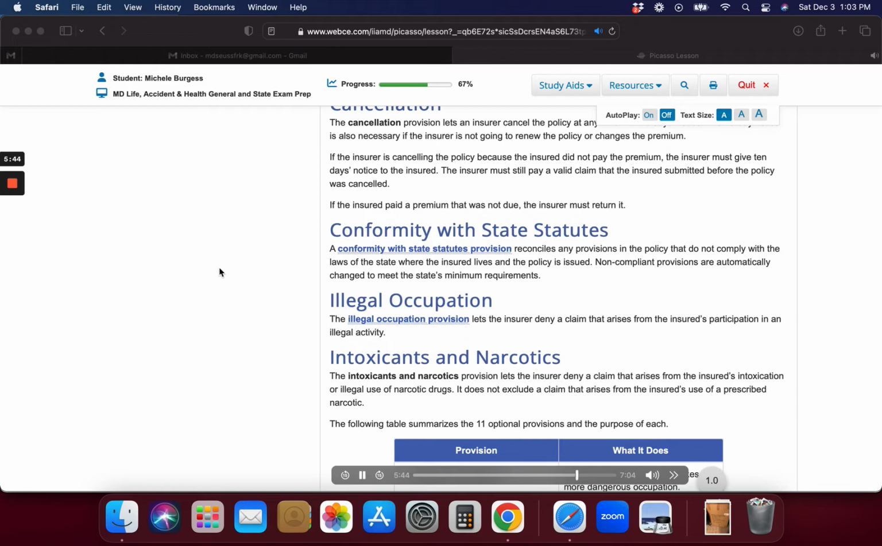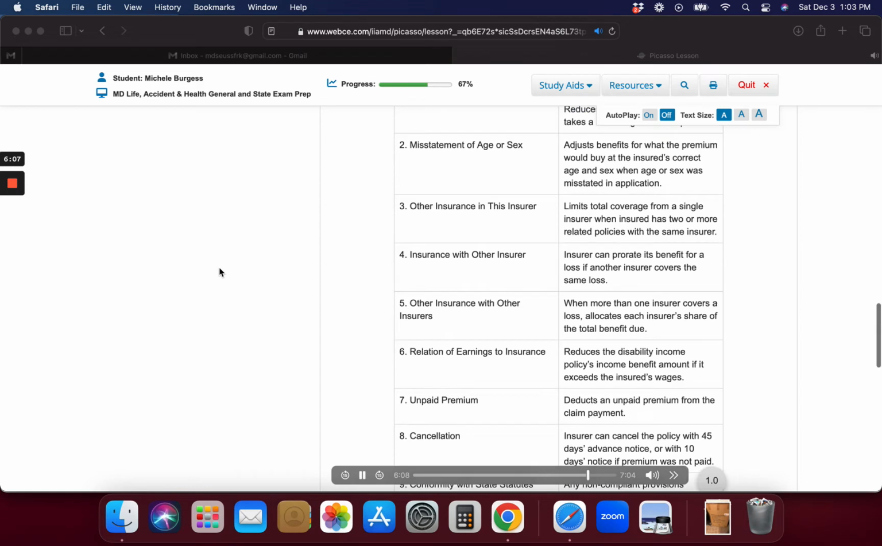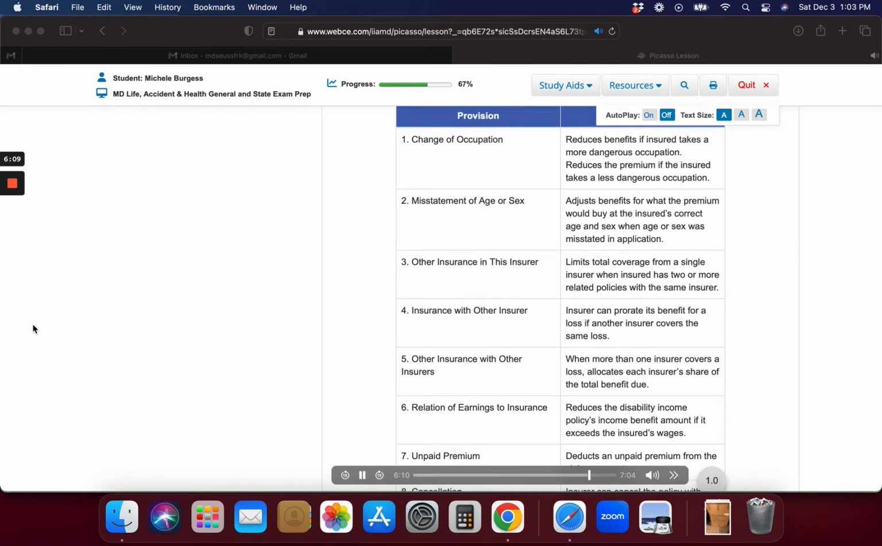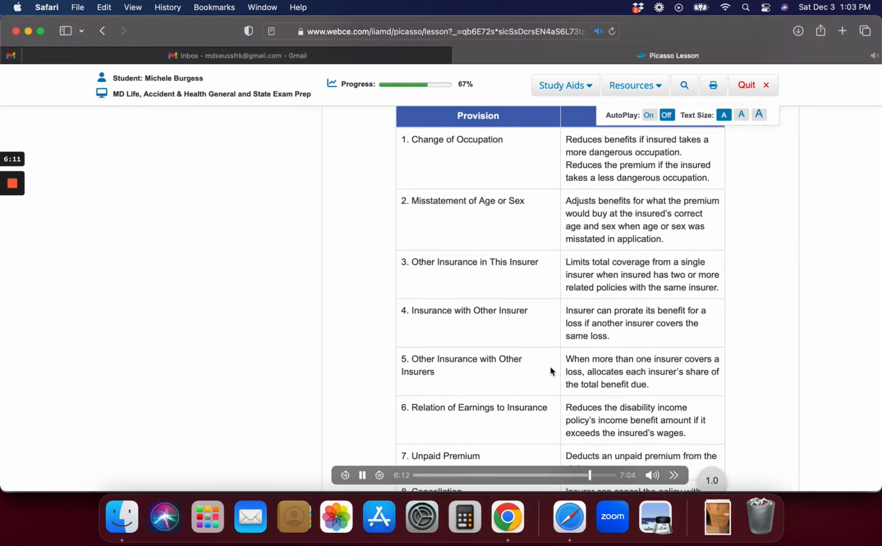Intoxicants and narcotics. The intoxicants and narcotics provision lets the insurer deny a claim that arises from the insured's intoxication or illegal use of narcotic drugs. It does not exclude a claim that arises from the insured's use of a prescribed narcotic. The following table summarizes the 11 optional provisions and the purpose of each. Please pause the audio and review the table. For your review, the 11 optional provisions protect the insurer.